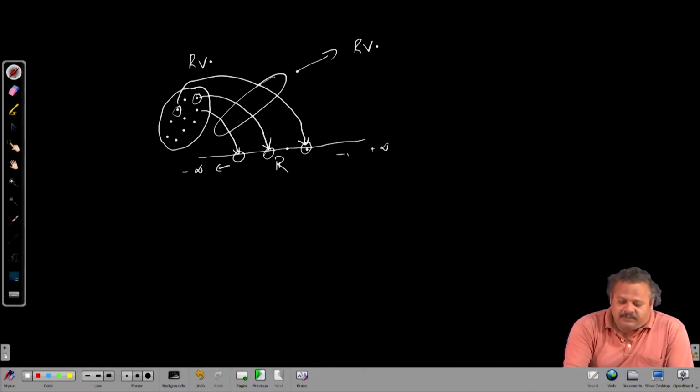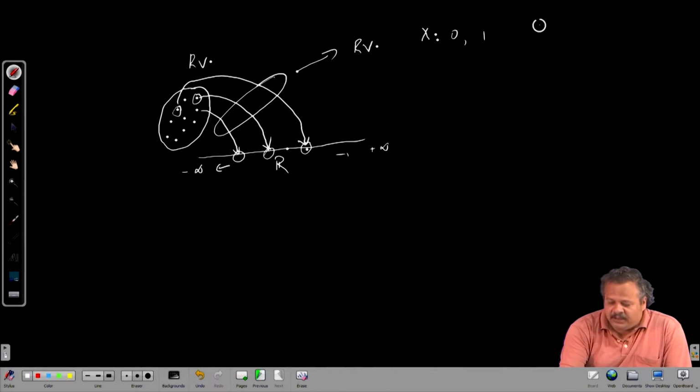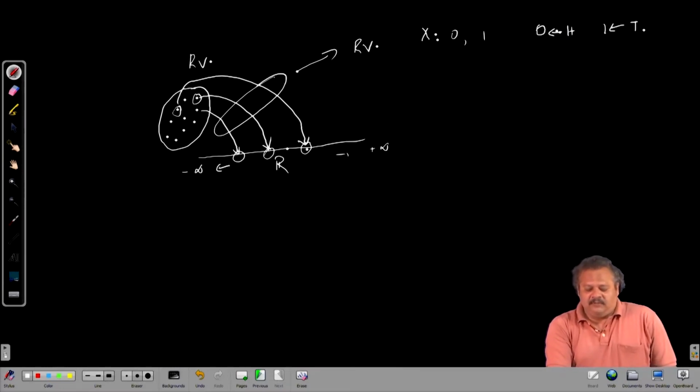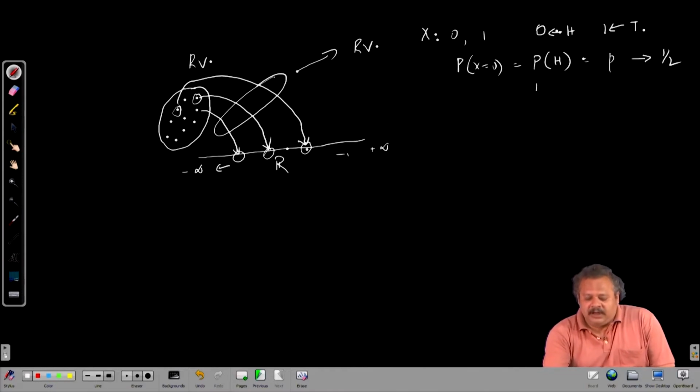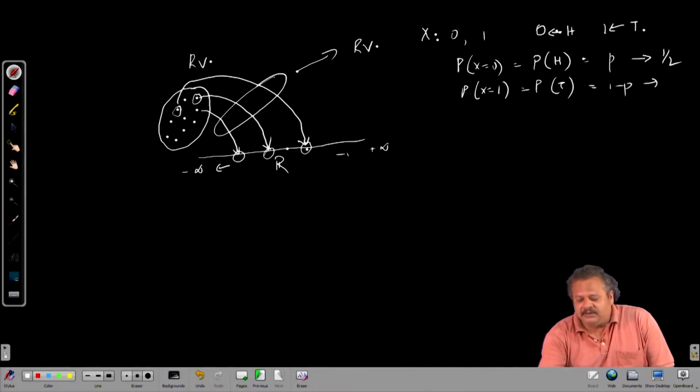So, for example, we can have a random variable x, let us say, which takes on the values 0 and 1 in a coin tossing experiment, where we denote 0 as the outcome head and 1 as the outcome tail. Then this x, taking on values 0 and 1, has probabilities: probability of x equals 0 is the probability of the occurrence of head in the coin toss experiment, which can be p, or if it is an unbiased coin, it is half. And similarly, the probability of x taking on the value 1 equals probability of tail equals 1 minus p, or in the case of an unbiased coin, it is half.